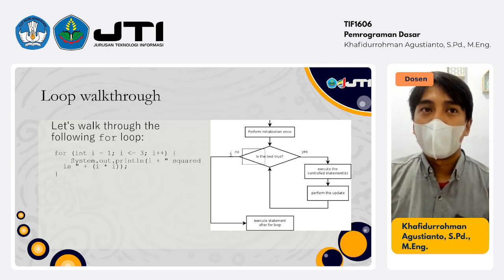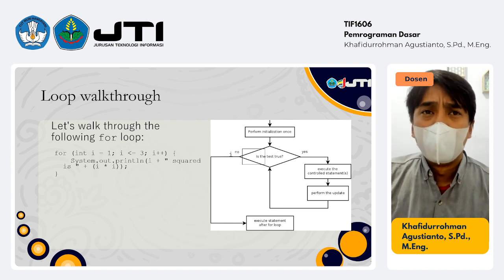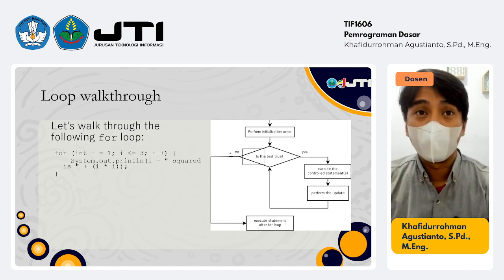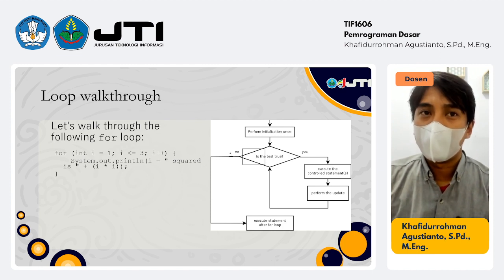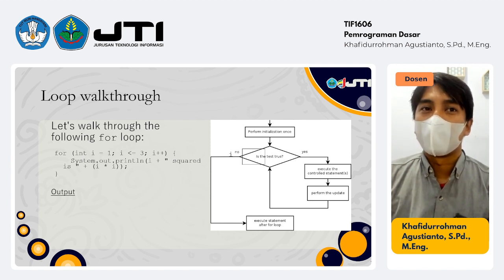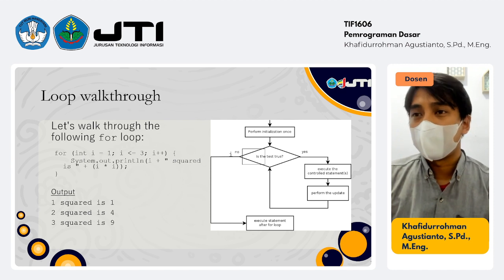Okay, let's walk through the following for loop. For int e = 1; e <= 3; e++, System.out.println(e + " square is " + e * e). So the result: first square is 1, because 1 times 1 is equal to 1. Second square is 4. Third square is 9.